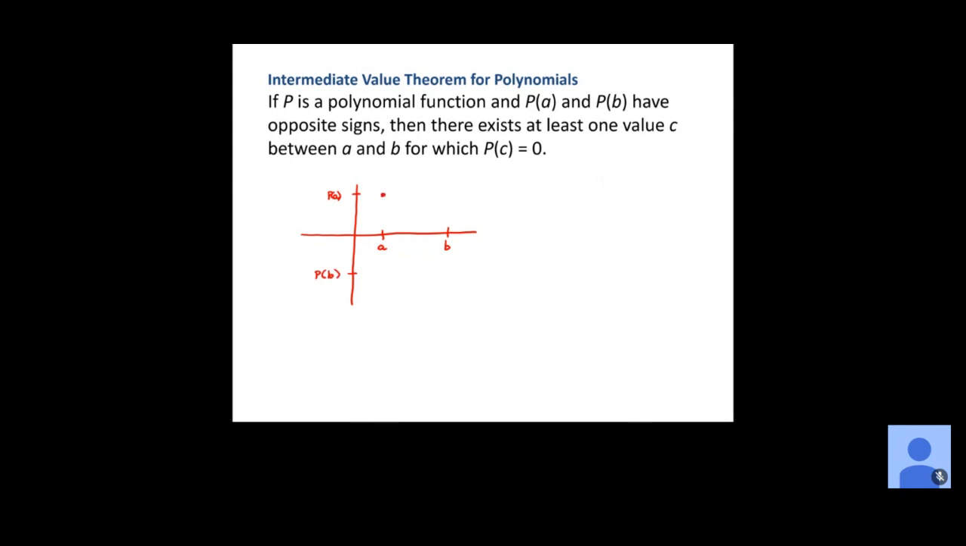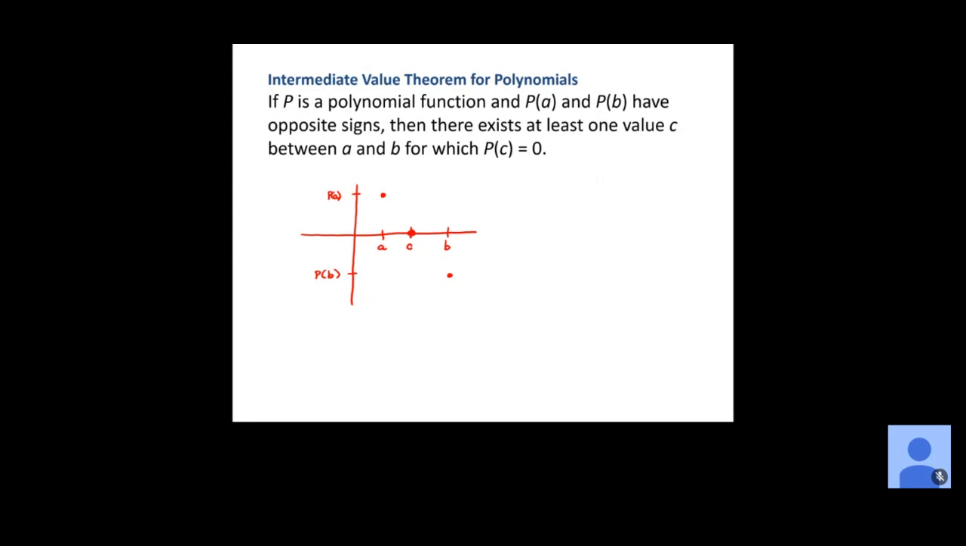down here, meaning that I would have a point at A, P of A, and I would have another point down here at B, P of B, right? Those are points on my polynomial function. But they have to have opposite signs according to this theorem now. If that's true, then there's going to be at least one value C between A and B, right? So somewhere in between A and B, there's going to be a C value for which P of C is equal to 0, meaning the Y value at C is equal to 0.